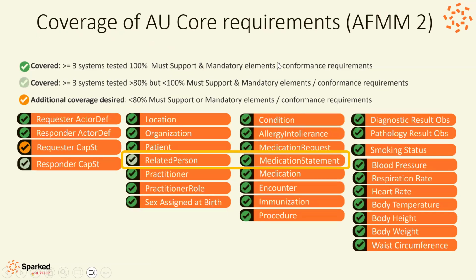So if we look at our AFMM requirements, we want at least 80% of what we've decided in this technical design group is the minimum requirements to be tested by at least 3 independently developed systems. We had 2 new things essentially that we were adding in, related person and medication statement. So off our wonderful color chart here, we can see that we did have greater than 80% coverage for related person, but we didn't test 100% of the requirements. Whereas with medication statement, across the 9 different systems testing it, we actually got 100% of what we've marked as must support being exchanged.